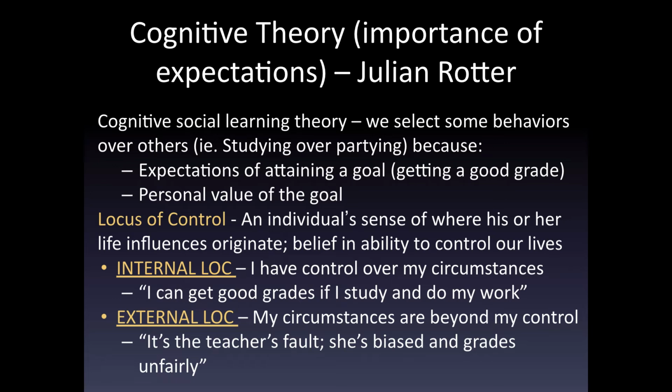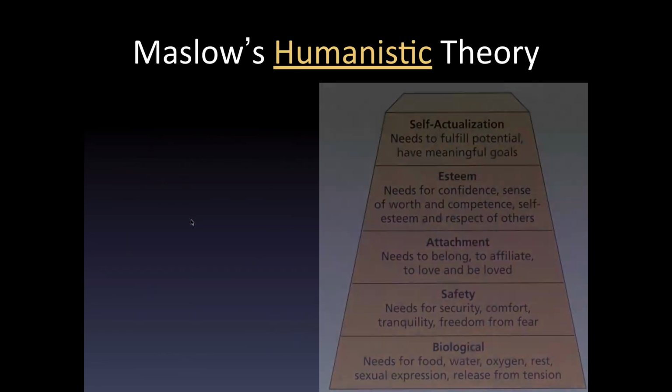Whereas if I have an external locus of control, I believe my circumstances are beyond my control. It's the teacher's fault. She's biased. She grades unfairly. Well, think about which of these scenarios, or which locus of control, would produce greater levels of motivation. Internal locus of control, right? I'm going to be more motivated to act when I believe I have control over my circumstances. So cognitive theory is explaining how these beliefs can influence our motivations.